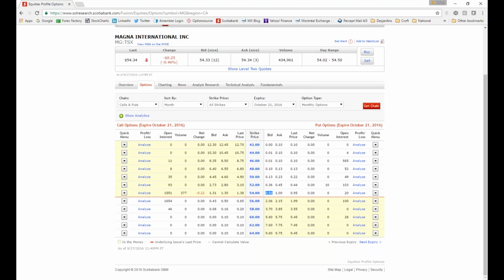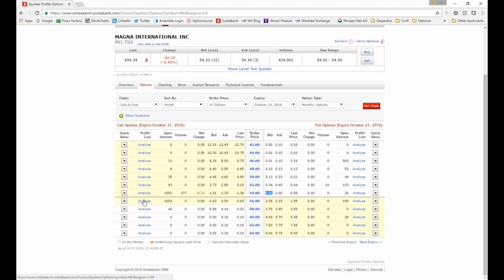So if we think about it, we're getting paid to wait for the stock to drop to a price point that we are comfortable owning it at. If we get assigned to buy the shares, in this case at 54, our average cost base becomes $53.10. So now we own the shares at $53.10. We could turn around and start implementing the covered call strategy and generating cash flow through that approach.